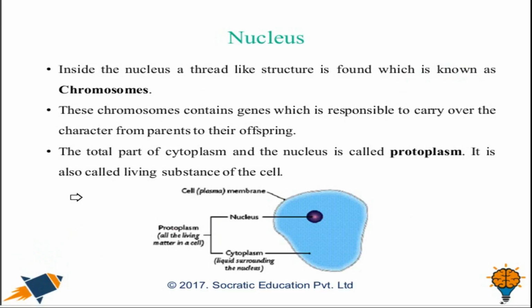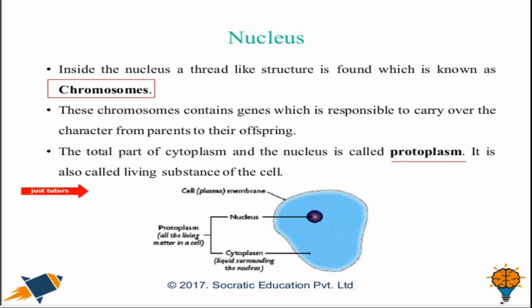Proceeding further, some more things about the nucleus: inside the nucleus a thread-like structure is found which is known as chromosome. These chromosomes contain genes which are responsible for carrying over characters from parents to offspring. So this component is very important in terms of the characters. The total part of cytoplasm and nucleus is known as protoplasm, and it is also called the living substance of a cell.